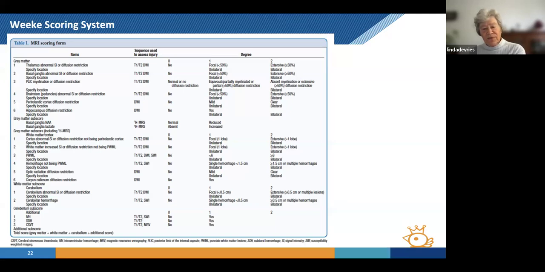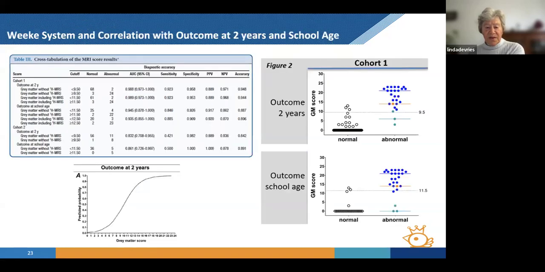If you've done it a few times, it's really very easy to do. And if you can get your radiologist to do it, then you have a definite report in the notes as well, which is helpful. But you can also do it yourself because it's really not difficult to perform. And then you get really good prediction for outcome at 2 years, but also for outcome at school age. And we produced a graph for the gray matter score, which is most often related to outcome. And you see that it goes up very steeply. And if you're above 12, then you get a very, very high risk of an abnormal outcome.